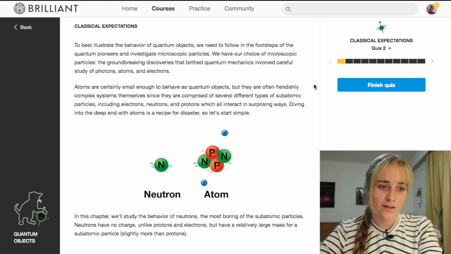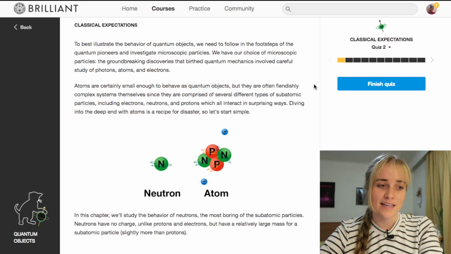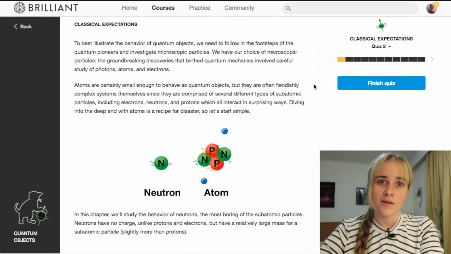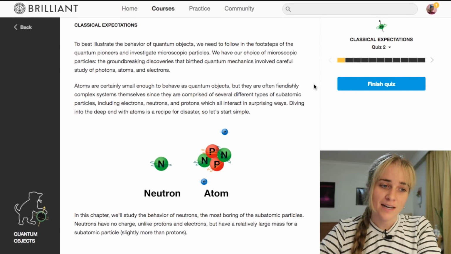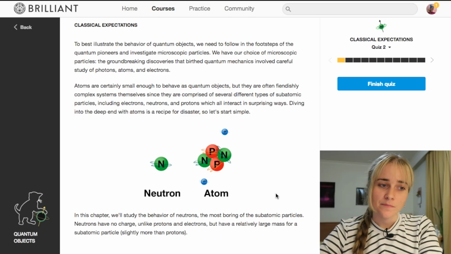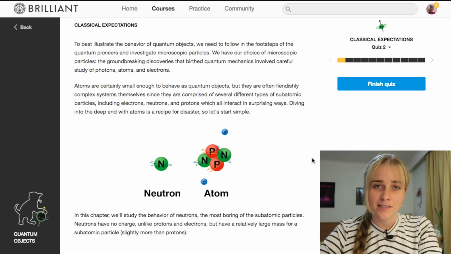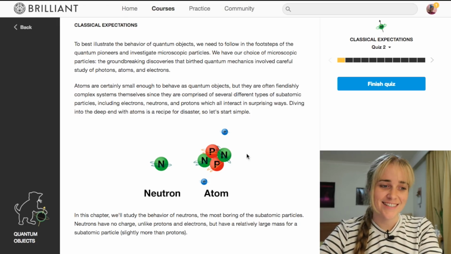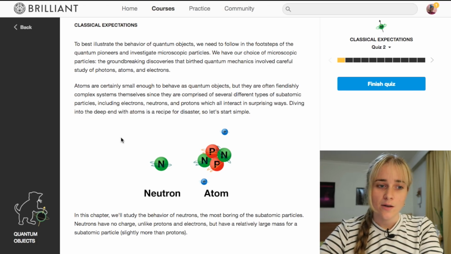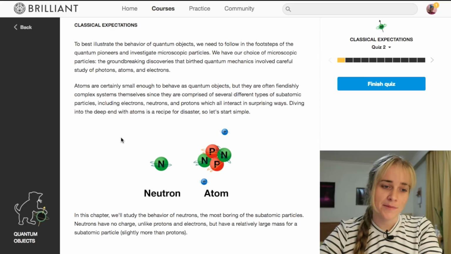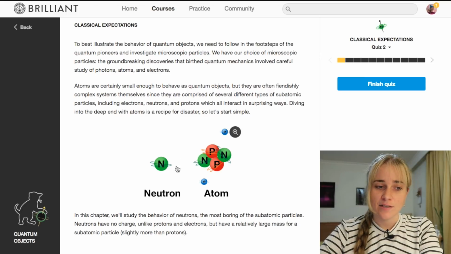So let's start off. We're on Brilliant and we're in the Quantum Objects course. We're looking at what it even means to be dealing with quantum particles. Atoms are certainly small enough to behave as quantum objects, but they're very large on this relative scale, and they contain many complex parts. So what we're going to use in some experiments here is the neutron.